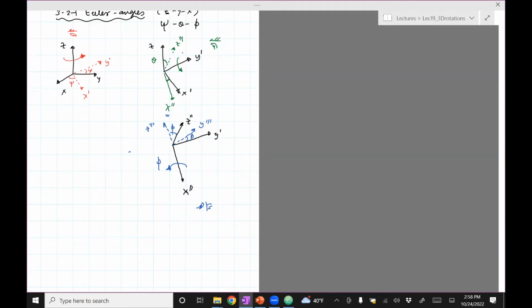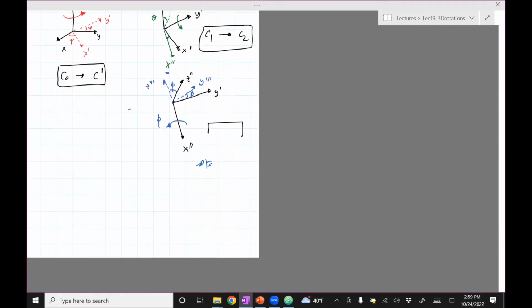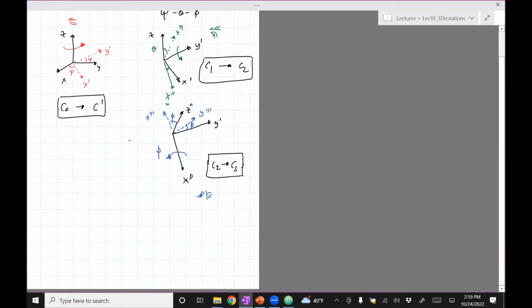Okay, so let's assume that there's a vector C0 which goes through a transformation to C1 because of the first rotation. Then we have a vector C1, which goes to C2. And then finally, we go from C2 to C3. The reason I wrote the C's was that I'm trying to relate what happens to a vector when I go from C0 all the way to C3.